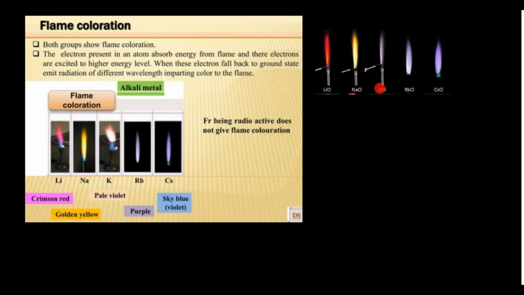Okay, if you introduce the potassium chloride to the flame, then you will have the violet color, but that violet color is not very sharp. It is pale violet in nature. For rubidium chloride, this color is actually purple, and for cesium chloride, it is sky blue. Here I have already shown you these colors, right? This is something very important.